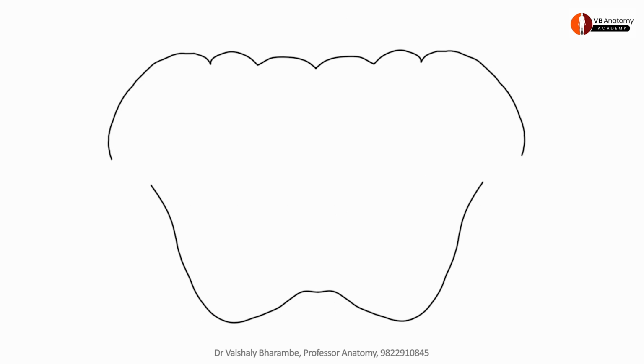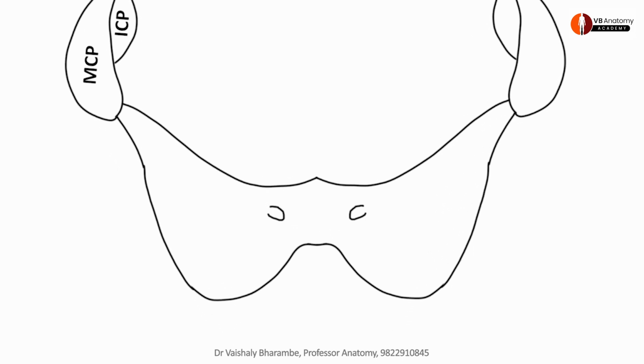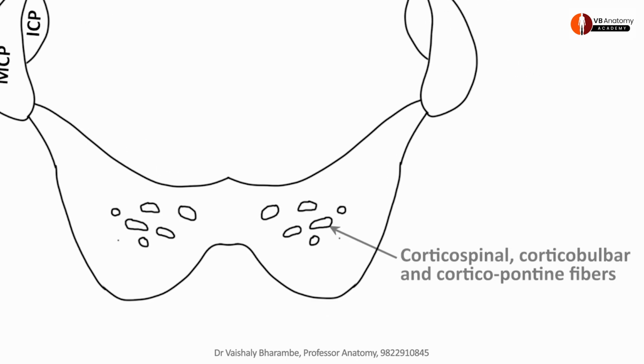Now draw the middle cerebellar peduncle and the inferior cerebellar peduncle. Now let's draw a line separating the basilar pons from the tegmental pons. Now begin to draw small sections of corticospinal, corticobulbar, corticopontine fibers as they break up in the basilar pons.